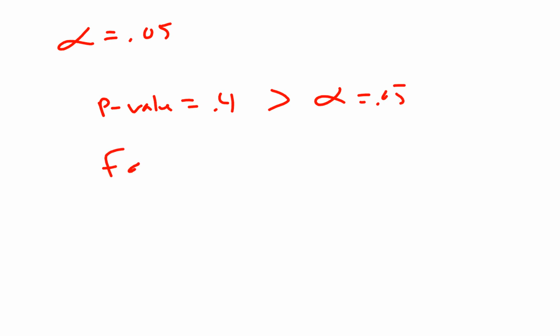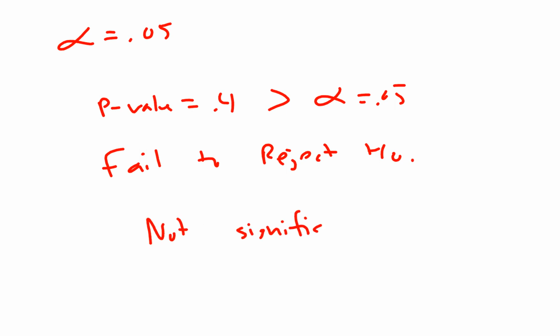So we would say we fail to reject H0. We can say our test was not significant. We can say that we did not find any evidence to support the claim that the fish from Fish Friends were actually bigger than the fish from Buy Right.